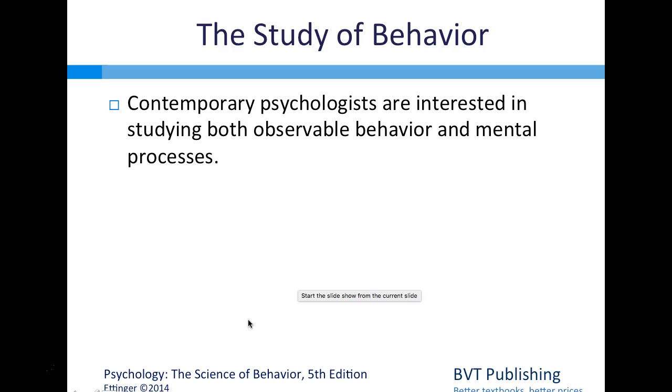Okay, so the next part of our definition of psychology is going to be discussing the study of behavior. Psychologists are interested in studying both observable behavior and mental processes. Observable behavior being the behavior that you can see happening, mental processes being what's happening in the mind to cause that behavior.